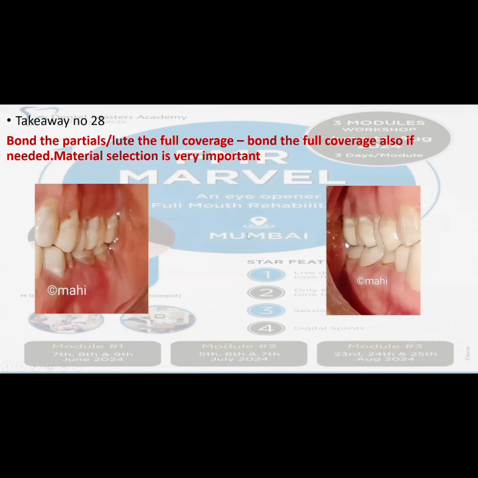We take a call according to the ferrule that is present, the tooth structure that is present. So either lute, or bond. Partials should always be bonded. Full coverage, you can take a call according to the tooth structure that is present. Material selection is very important.